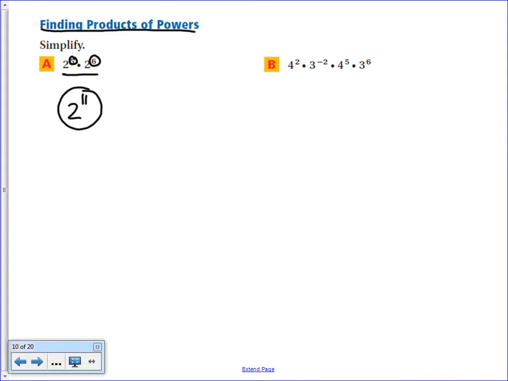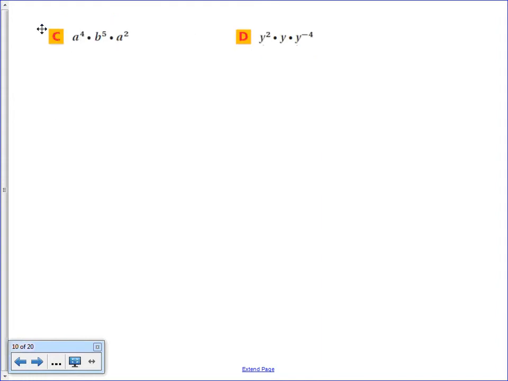Okay. Letter B, so you notice how we have a couple different bases here. We have 4s and 3s. So we're just going to have to bring them together separately. So 4 to the 2nd and 4 to the 5th, that's going to give me 4, and then you add the exponents, to the 7th. Okay, and then the 3's together, so 3 to the what power? Negative 2 and 6, that's going to give me a 4. And that's how that simplifies. So you can actually multiply it out to get the real number, but it's okay if you don't do that.